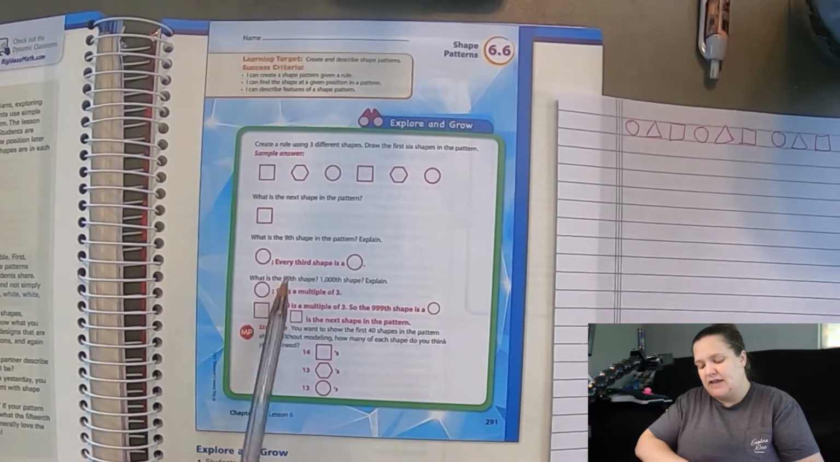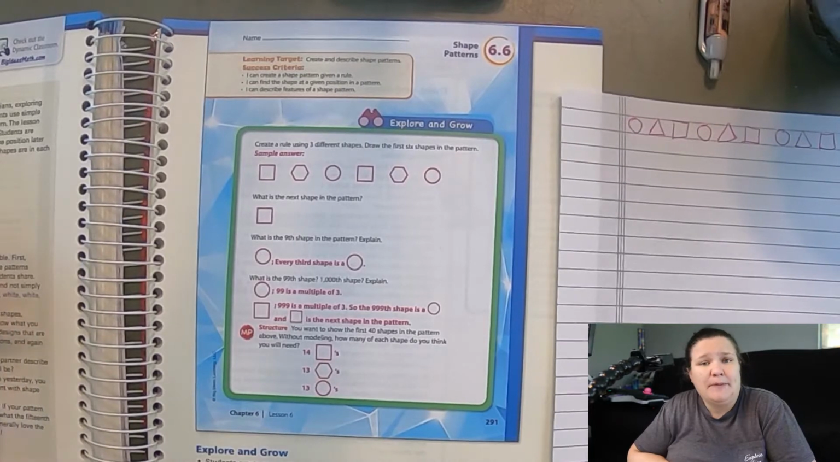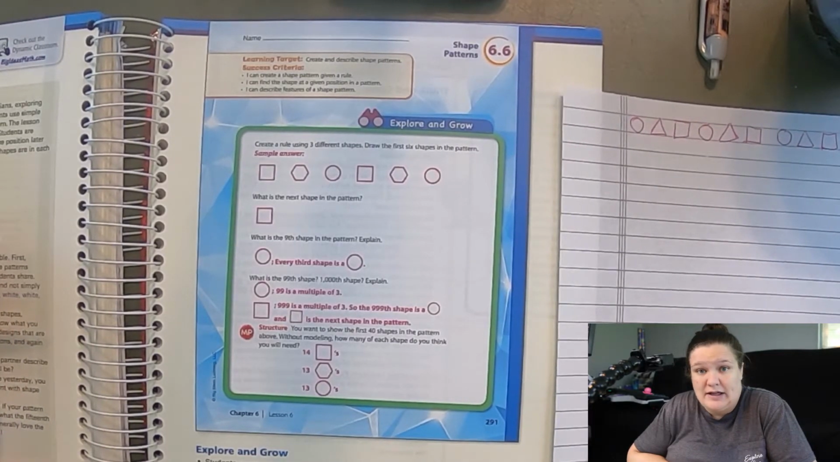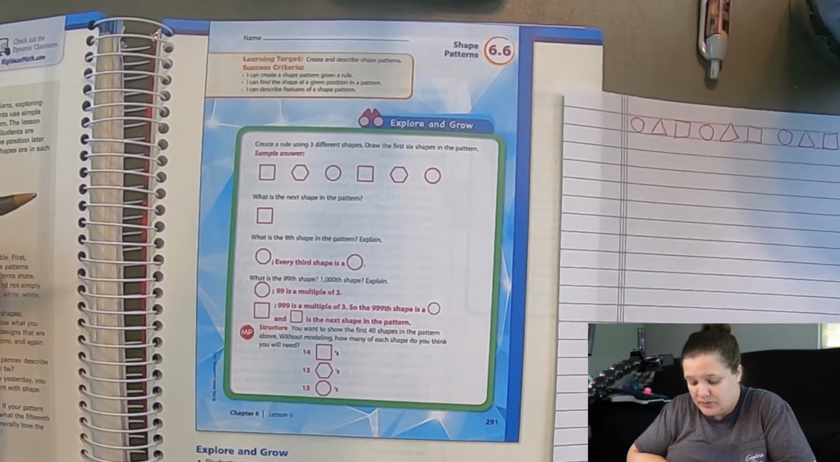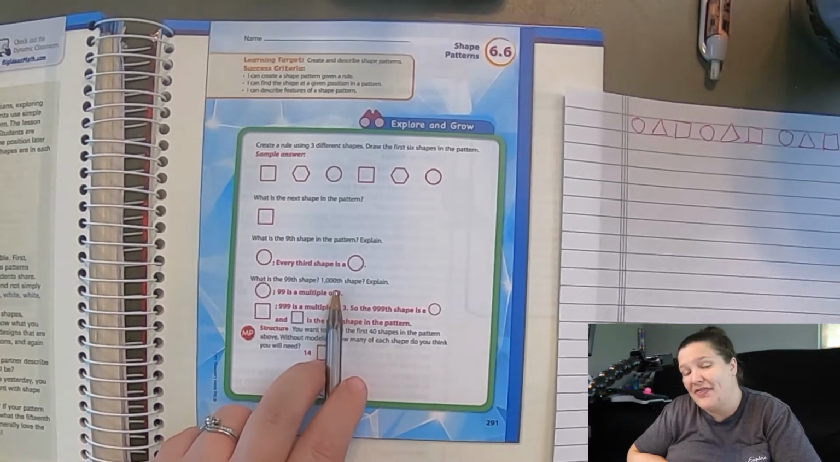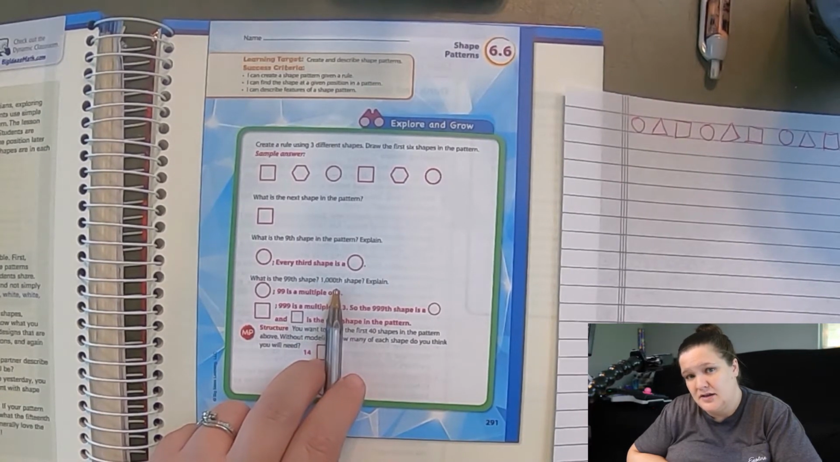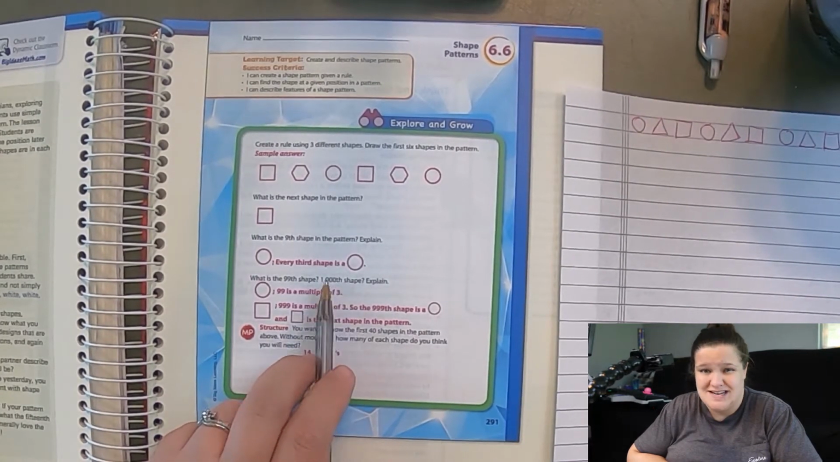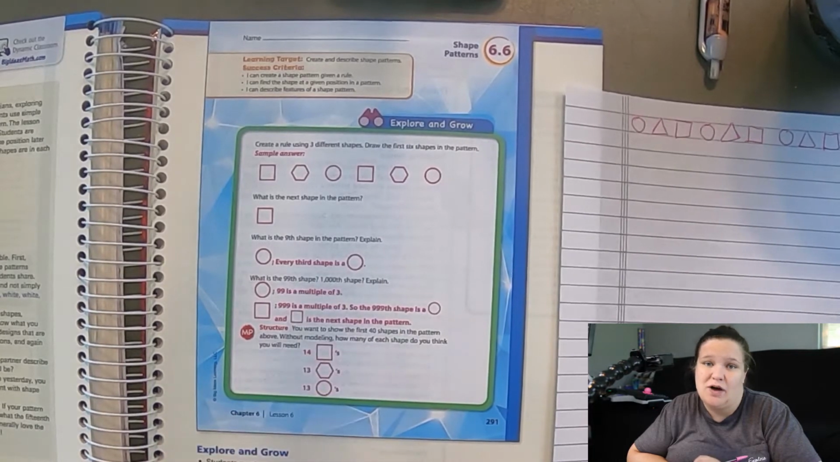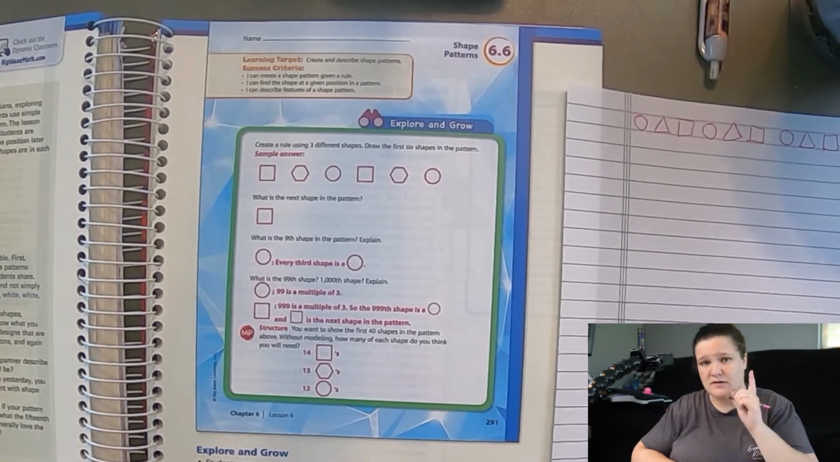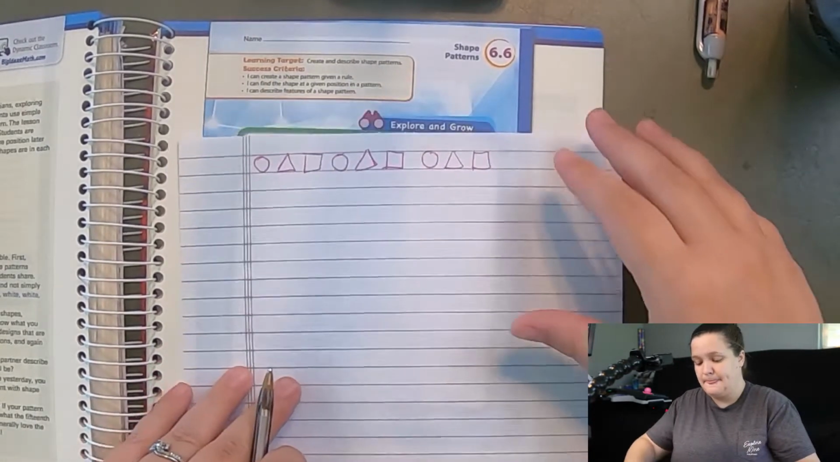But if they want to know what is the 99th shape, well, friends, that's going to take a little more time if you're going to draw out every single shape up to 99. And then it also wants to know what is the 1000th shape. You are not going to want to take the time to draw out 1000 shapes. Okay, so let's look at the pattern that we have.